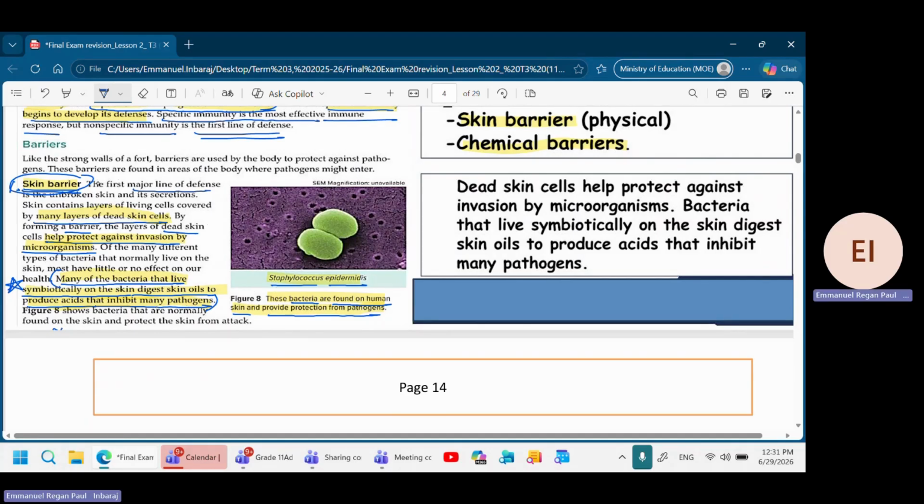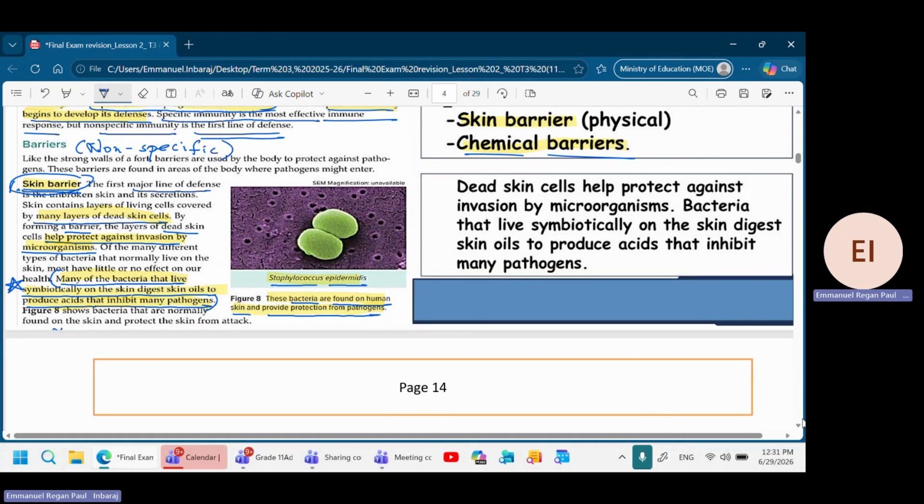This is the first type of non-specific immunity, and that is the skin barrier. Remember, it is non-specific. It is the first line of defense. Now let's move on to the next one. The next one is a chemical barrier.